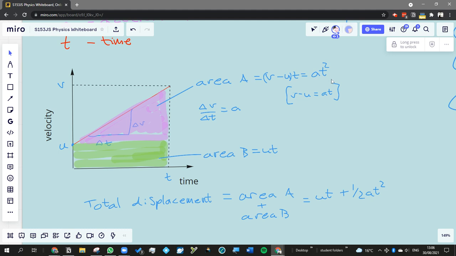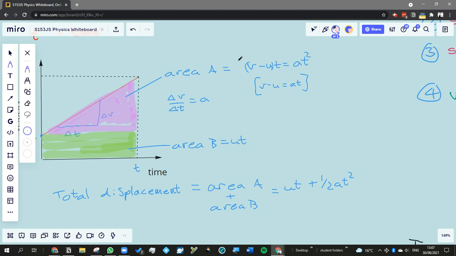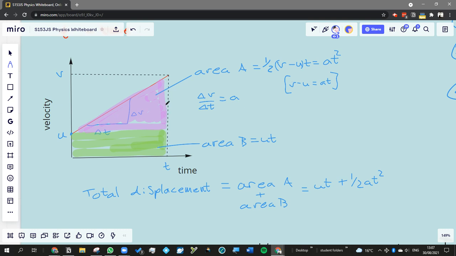I made a mistake here. That should be half. It is a trapezium, yes, a trapezium on its side, of course. I should have written that because it's an area of a triangle, so it's going to be half of that. So it's going to be half times the final velocity v minus u, which will give you that length there, and then multiplied by the base, which is t.